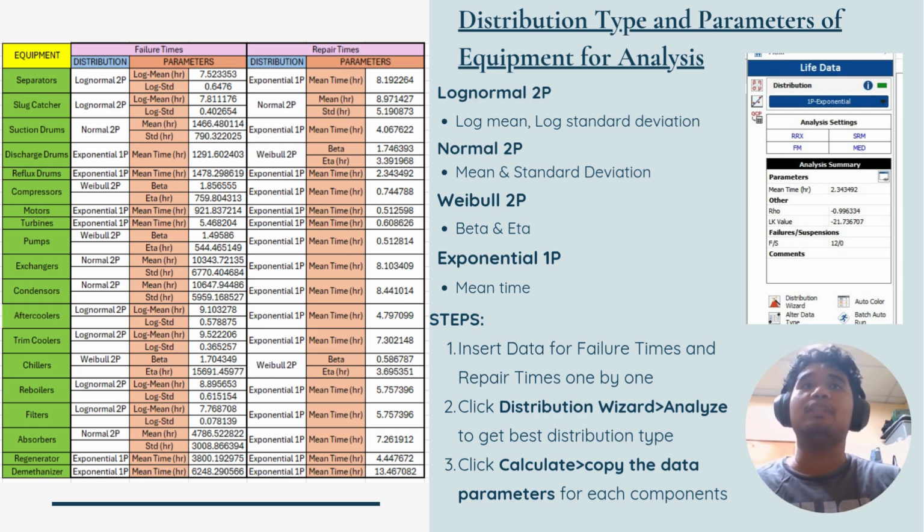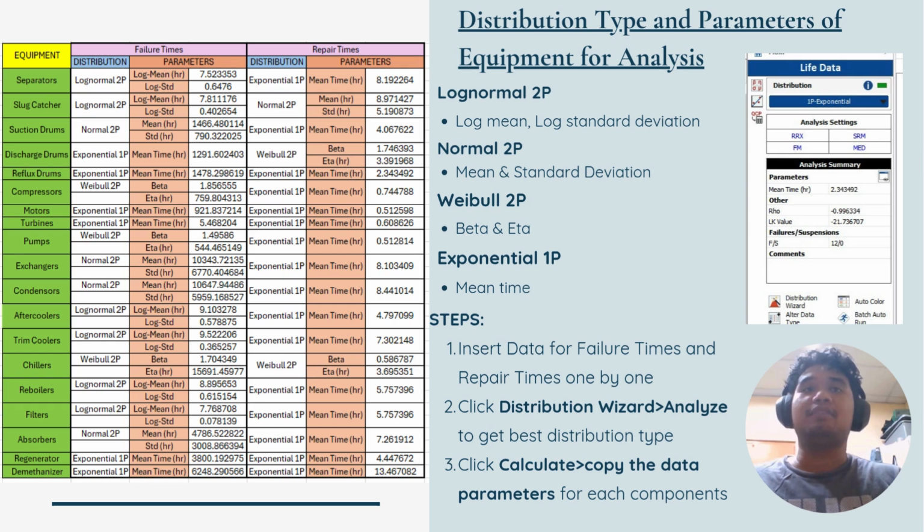Lognormal 2P uses log mean and log standard deviation. Normal 2P uses mean and standard deviation. Weibull 2P uses beta and eta. And lastly, exponential 1P uses mean time. The table on the left shows the selected distribution and the corresponding parameters for both failure times and repair times for each equipment, like separators, compressors, filters, and so on.